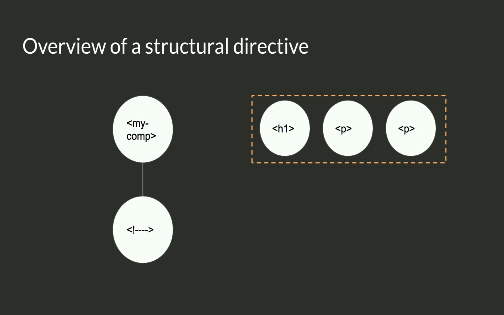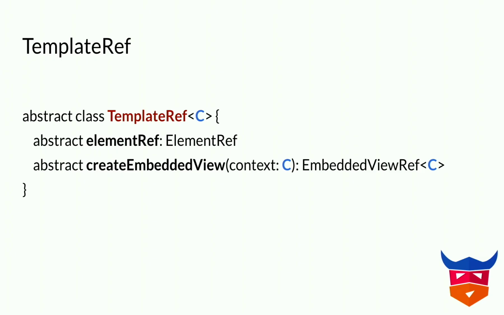So the ng template tag itself gets rendered as a comment. And we can think of the embedded view as sort of like a fragment of the component view that is not part of a component at this moment, but we can create the view and then add it not just to this component, we could add it to a child component, for example.